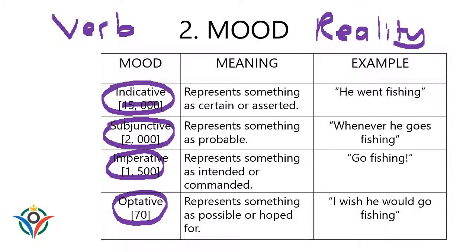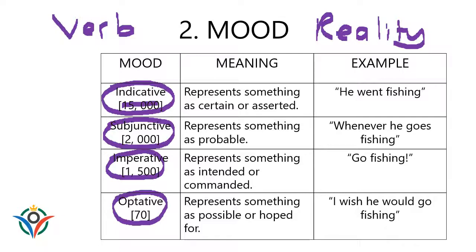Firstly, the indicative mood represents something as certain or asserted. So the indicative mood is used to make an assertion, and statements in the indicative mood do not necessarily indicate a fact. All right, that's important to note. So rather, the indicative has to do with the manner in which a statement is made and not the truth of the statement itself. So it's very possible that someone can lie or be mistaken while using the indicative mood. So here's an example of an assertion: he went fishing.